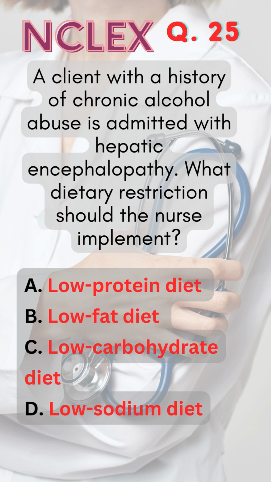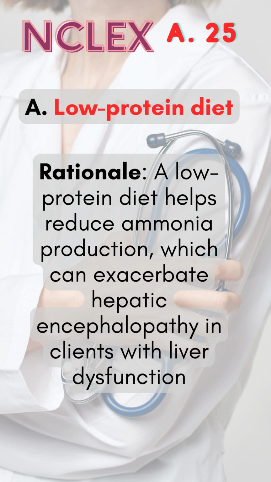Question. A client with a history of chronic alcohol abuse is admitted with hepatic encephalopathy. What dietary restriction should the nurse implement? A. Low-protein diet. B. Low-fat diet. C. Low-carbohydrate diet. D. Low-sodium diet. Answer. A. Low-protein diet. Rationale. A low-protein diet helps reduce ammonia production, which can exacerbate hepatic encephalopathy in clients with liver dysfunction.